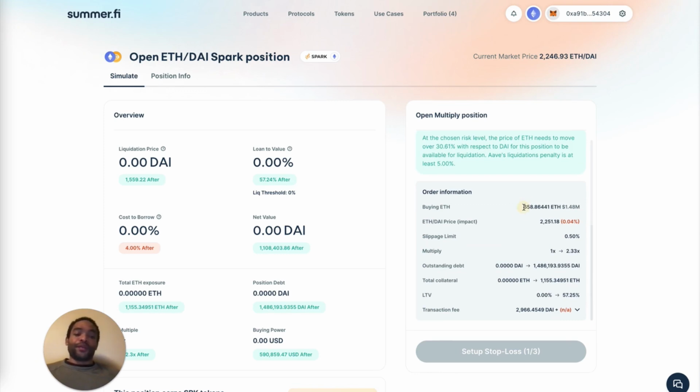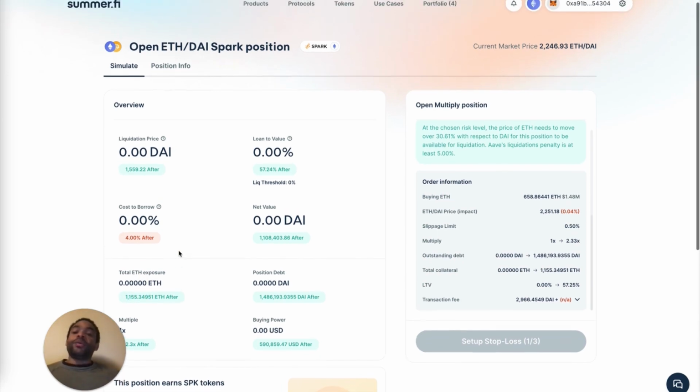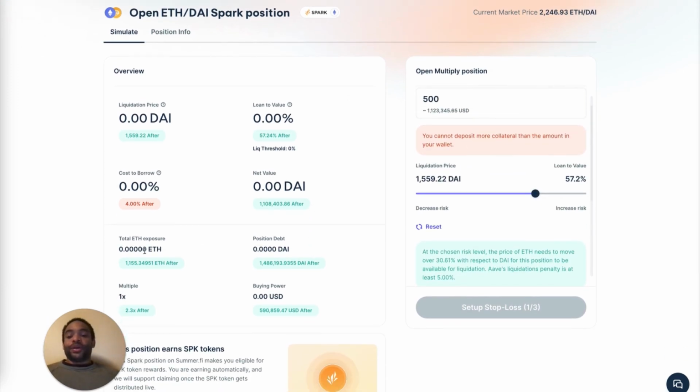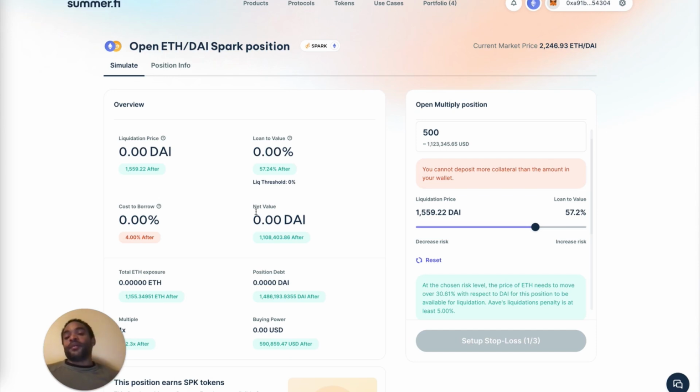For a liquidation price of around 1,500, I can buy about 650 ETH, and that would amplify my exposure to around 1155 ETH. So I will get to benefit from whatever the ETH price increases. I get to benefit from having that total exposure to the ETH price, which is great. But at the same time, I also have to be exposed to the downside of the same amount of ETH.